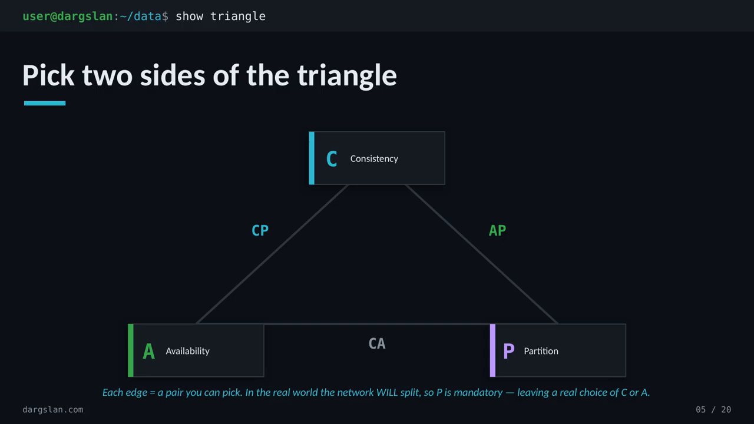So here's the triangle that frames the whole debate. Each edge is a pair you're allowed to keep, CA, CP, or AP. But here's the catch. In any real distributed system, the network will eventually split. Packets get dropped, links flap, a switch reboots. That makes P non-negotiable, which collapses your menu down to two real options: CP or AP, consistency or availability when things go wrong. That's the choice you're actually making.